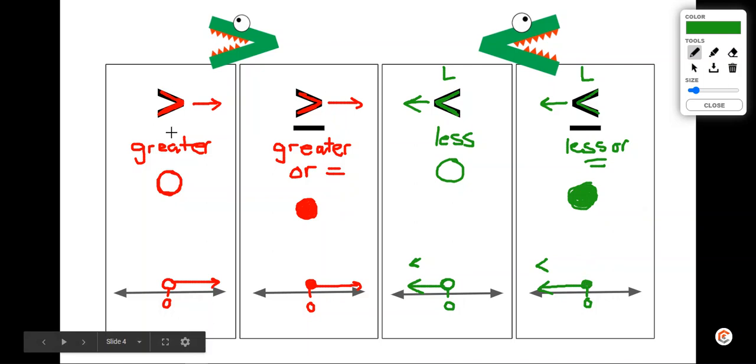So check which way it's facing. The arrow itself tells you whether it should go up or down. And then if there's something at the bottom, you fill it in. If there's nothing at the bottom, there's nothing in the circle.